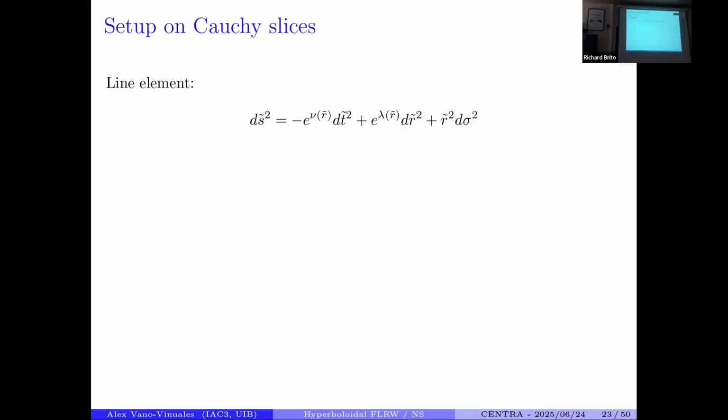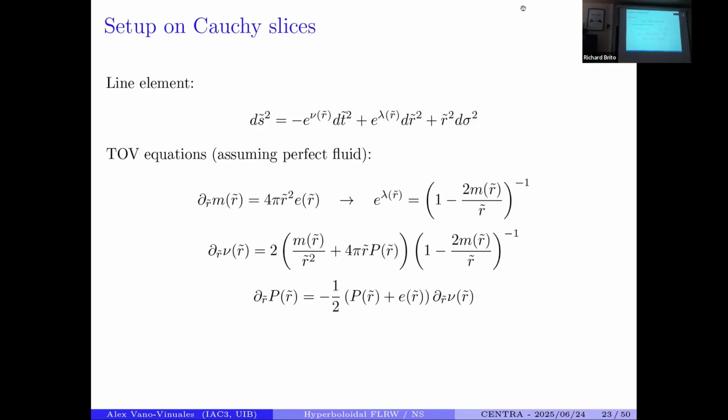We have three parts that we solve using the field equations. Here, E is the energy density. This would be the mass function for the neutron star. This would be nu, this lambda actually integrates to this, and this would be the pressure.